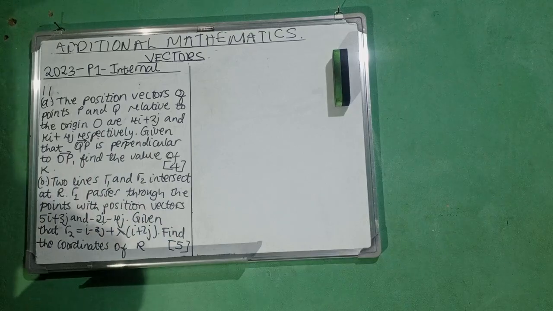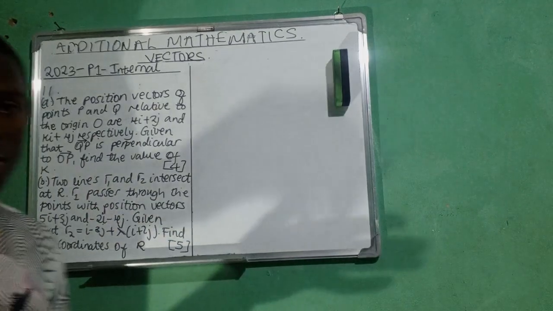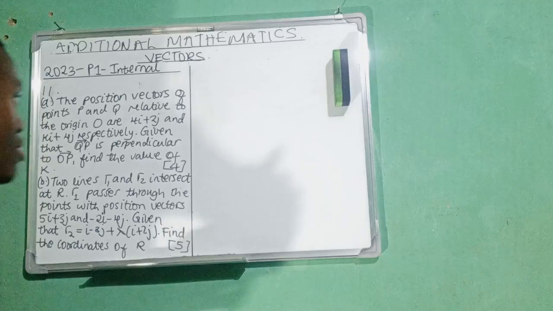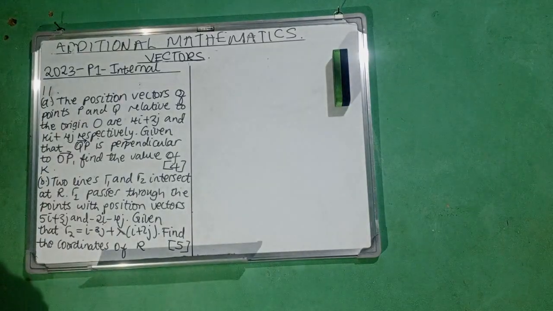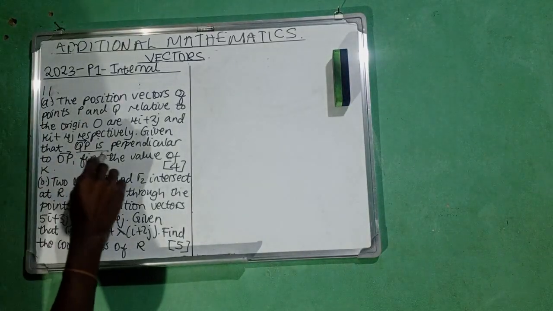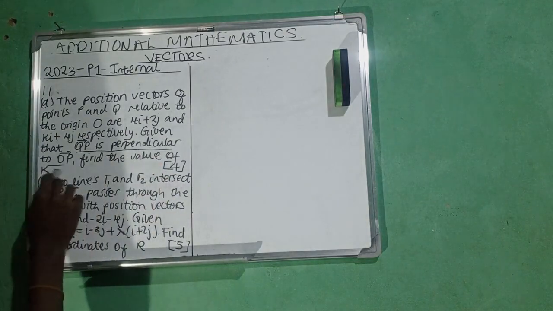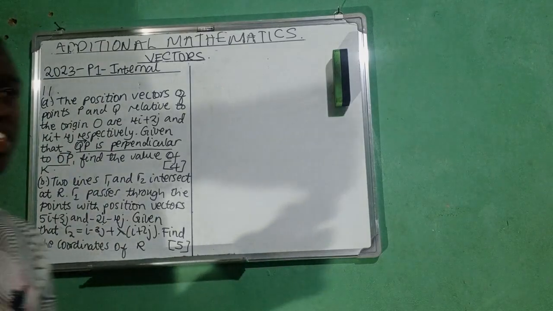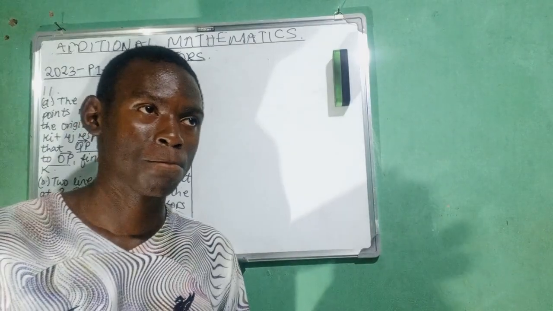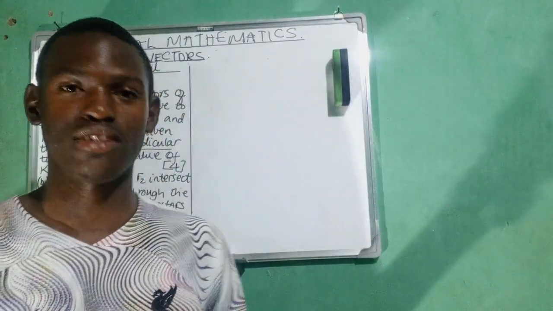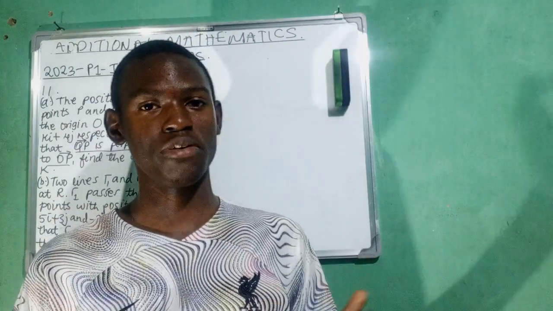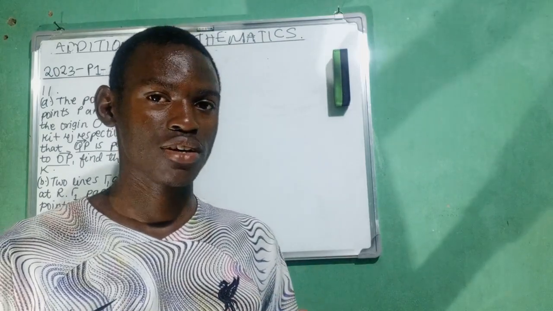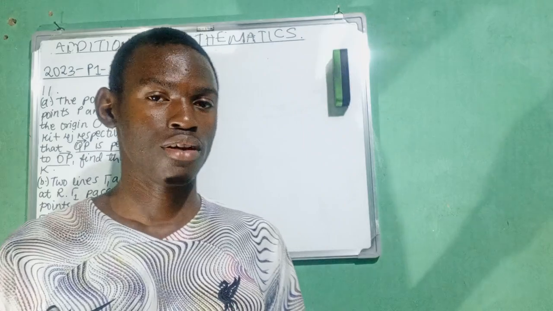So to continue, before we even go any further, we need to take note of certain statements, like given that QP is perpendicular to OP. Under vectors, if we say vectors are perpendicular, it means that their dot product is 0. Q dot P is equal to 0. Why is it that their dot product or their scalar product is 0?